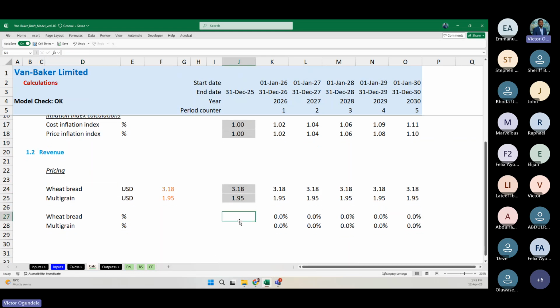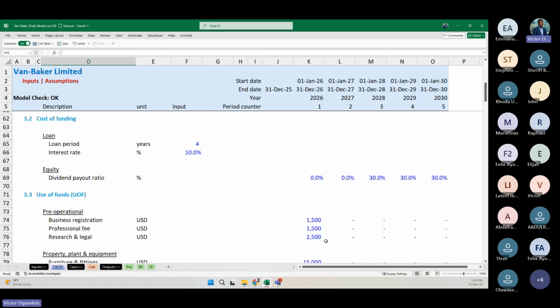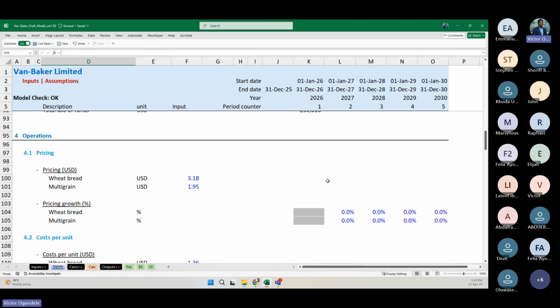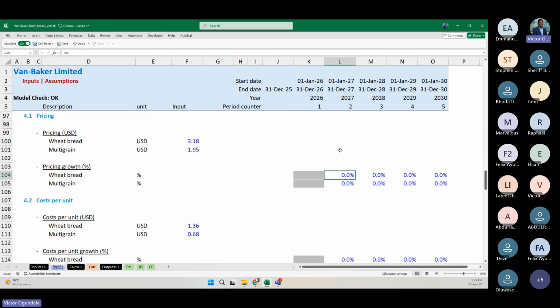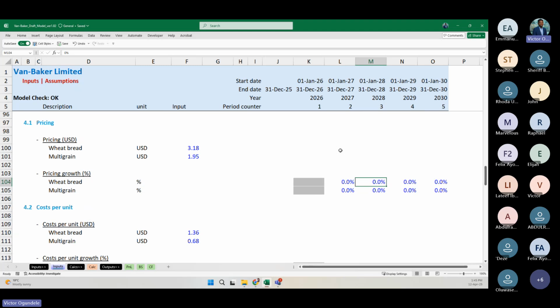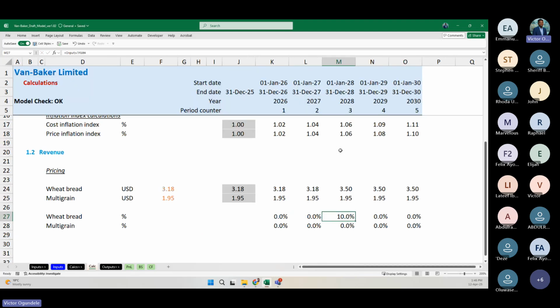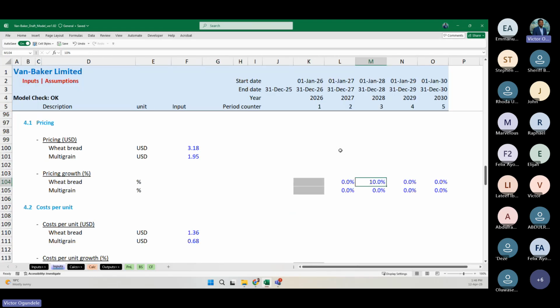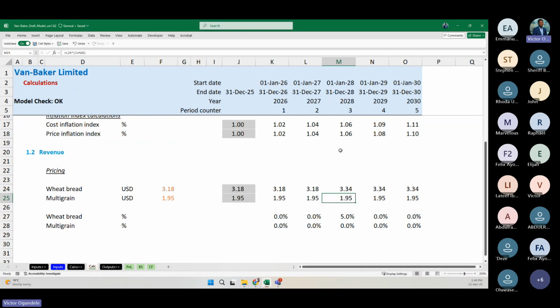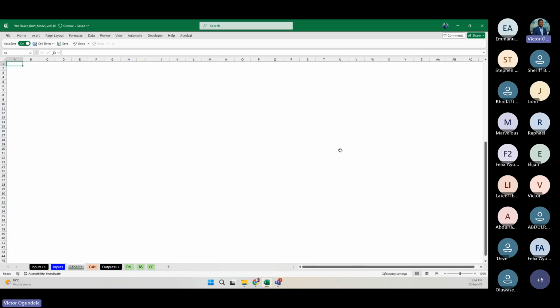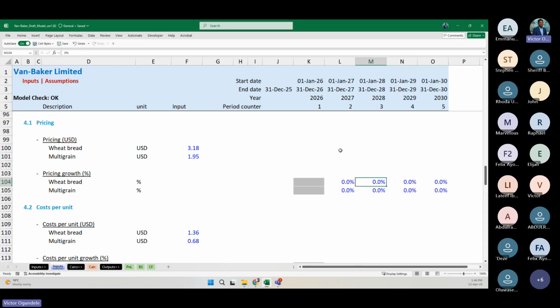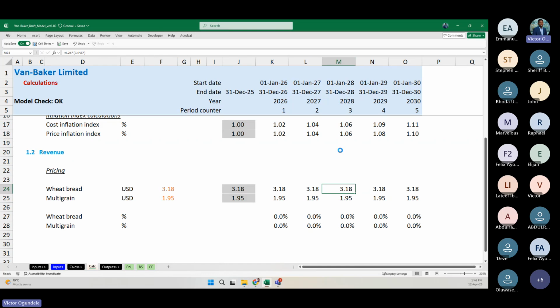So do your revenue, and to check that everything is working, you can go back to the inputs and change the revenue pricing growth, maybe 10% in year 3. Go to your calculation, check year 3. Hope it's changing. Yes. And is it changing at the expected rates? Yes. So just make sure that it is working, and you can put that back to the base assumptions.